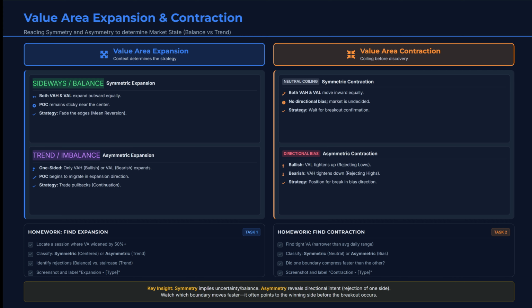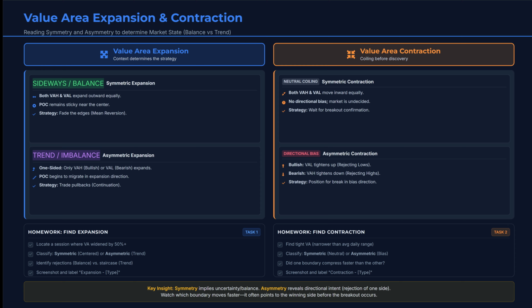The trading strategy for asymmetric expansion: trade with the move, using pullbacks to continuation levels. Don't fade the edges in this environment. You'll get run over. Instead, wait for breakouts to broken levels or new HVNs that formed above the old POC. That pullback is your entry for continuation long. The old resistance becomes new support in trending markets.